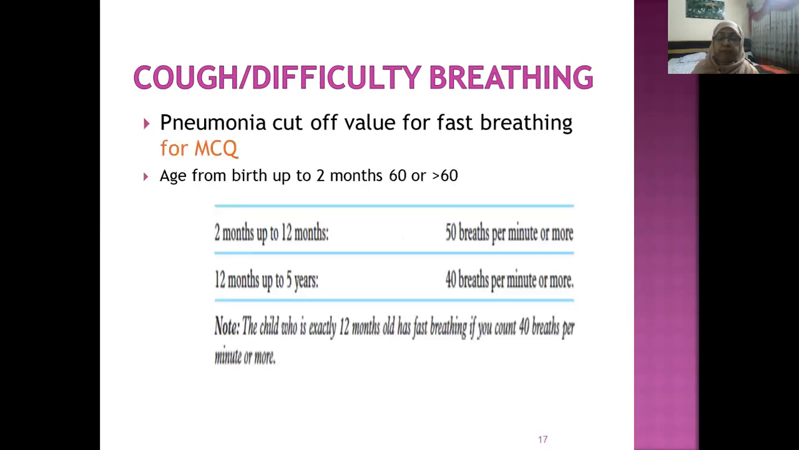And as I have told in my previous slide, you have to look for fast breathing. From 2 months up to 5 years, this is how you call it fast breathing. From 2 months up to 12 months, if the respiratory rate is 50 or more than 50, then it is fast breathing. From 12 months up to 5 years, if the respiratory rate is 40 or more than 40, then it is fast breathing. And what about the babies from day 1 up to 2 months? If the rate is 60 or more than 60 breaths per minute, then it is fast breathing.